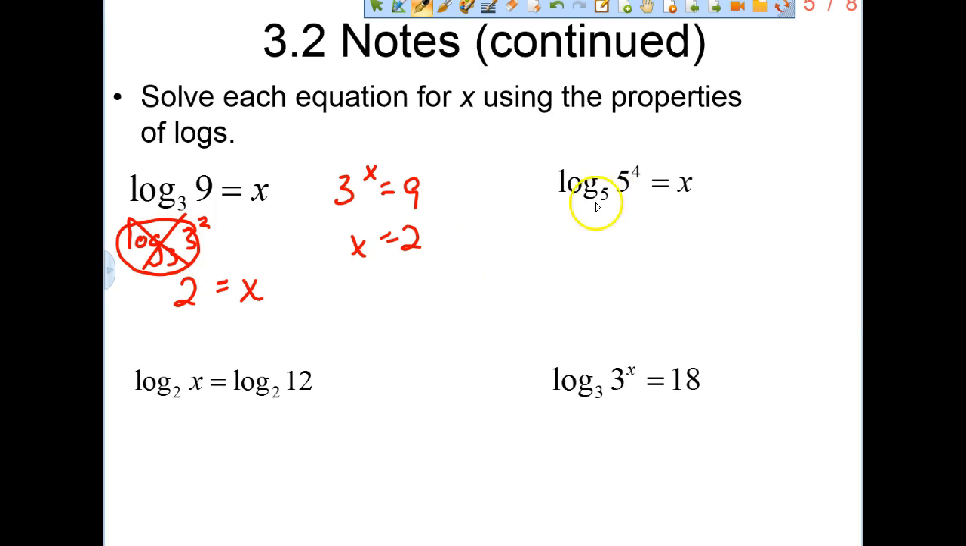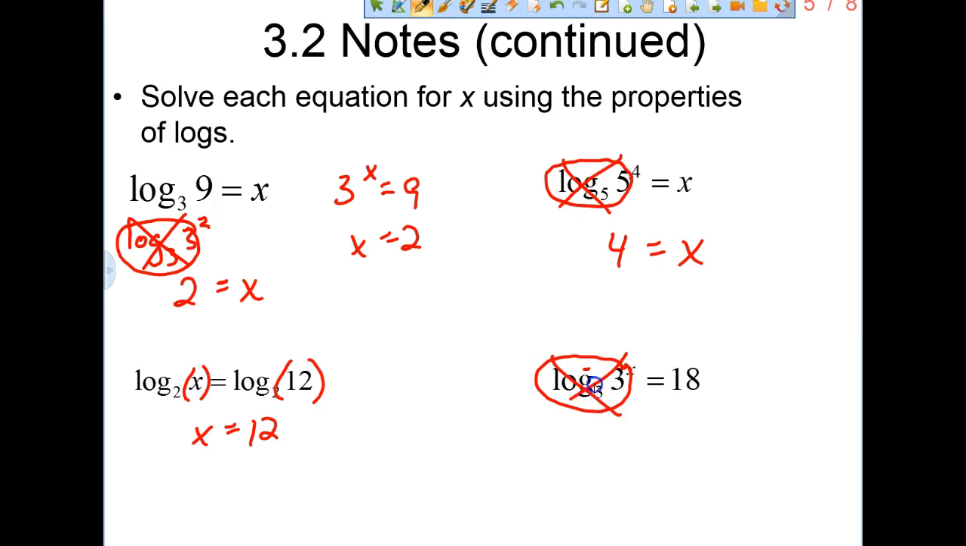All right. On the right here, same idea as we had over there. If I have the log base 5 of 5 to the 4th, of course, the log base 5 of 5 cancels itself out, and so we're left with 4, so x is 4. All right, over here, I have the log base 2 of x equals the log base 2 of 12. So, of course, very simply, x must equal 12. Over here, just like the others, if I have the log base 3 of 3 to the x, then of course the log base 3 of 3 cancels out, and we're left with x equals 18.